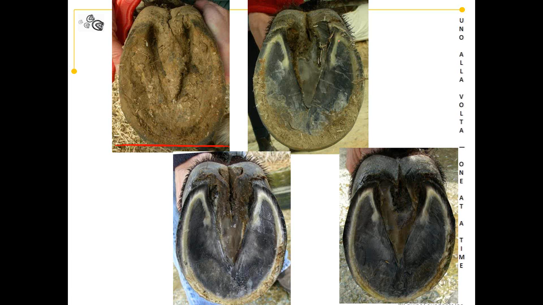Even so, the horse was not in an optimal environment. He didn't get enough movement. He still got stalled, but it got a lot better. And you see that here this got smoother too. So he got a little bit wider in the heel. He got a little bit more frog.